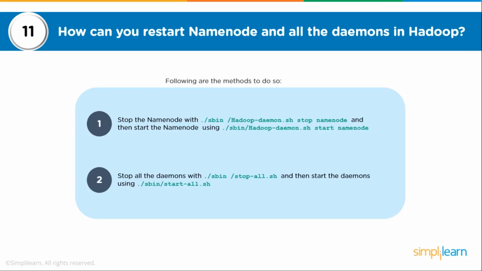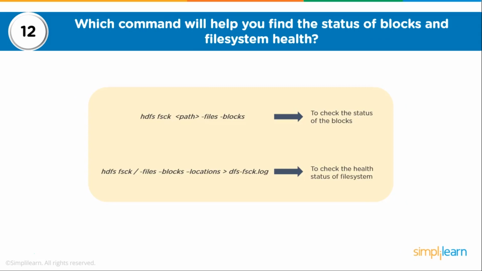Coming back, we can look into some command related questions. Which command will help you find the status of blocks and file system health? You can always go for the file system check command. That can show you the files for a particular HDFS path. It can show you the blocks, and it can also give you information on status such as under replicated blocks, over replicated blocks, misreplicated blocks, default replication, and so on.